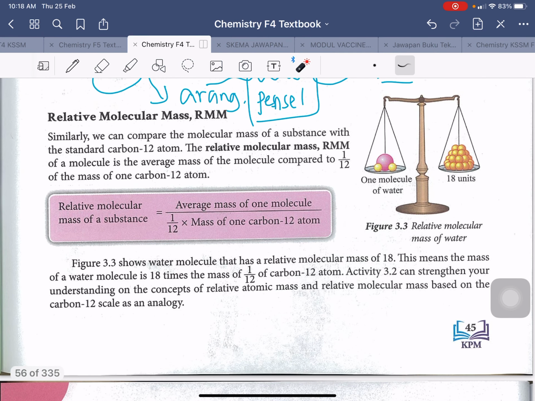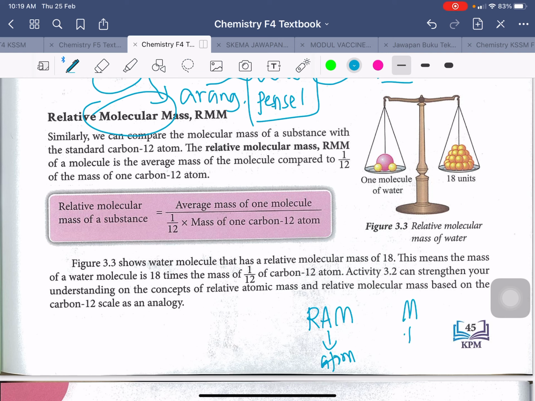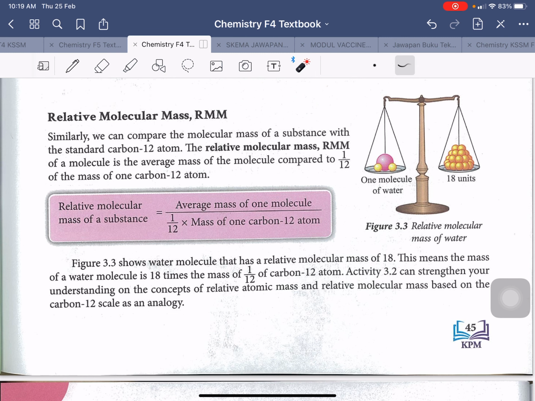Selesai RAM. So now we go to RMM. Actually kan, bila kita cerita tentang RAM, RMM, A is for atom, and then M is for molecule. So kalau atom tu bersendirian lah bah, contohnya Na. Kalau molecule tu contohnya NaCl. Molecule combine. Kalau atom, ini dia bersendirian. Okay, itu analogi dia lah.